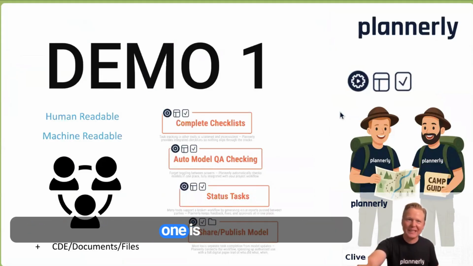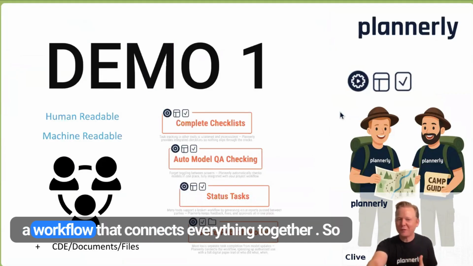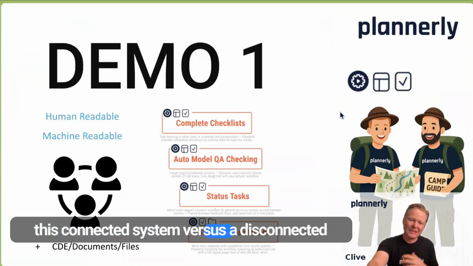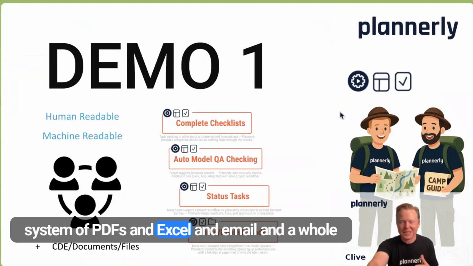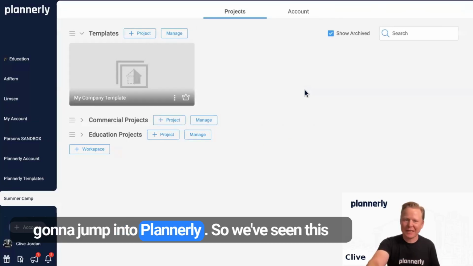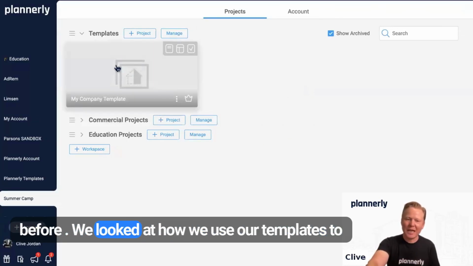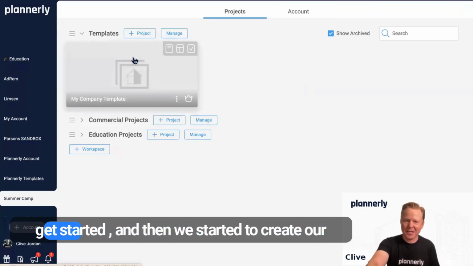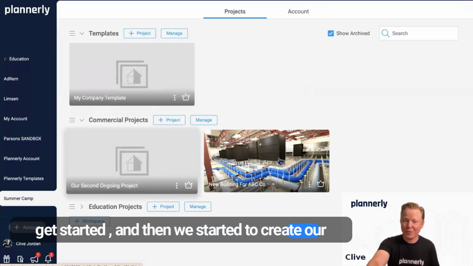So the first one is a workflow that connects everything together. So this connected system versus a disconnected system of PDFs and Excel and email and a whole bunch of challenges that we saw before. I'm going to jump into Plannerly. So we've seen this before. We looked at how we use our templates to get started, and then we started to create our projects.